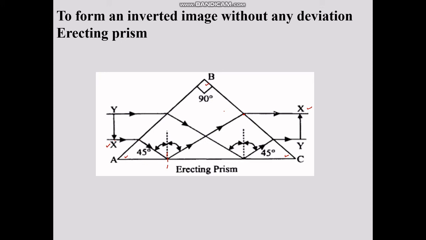Similarly, light from Y will follow an identical kind of path and you will be able to see it over here. So children, the light which originated from X at this place is observed over here, and the light which was starting from the point Y is observed over here. So you have obtained an erect image of the object using this prism. Where is it used? It is used in a slide projector.